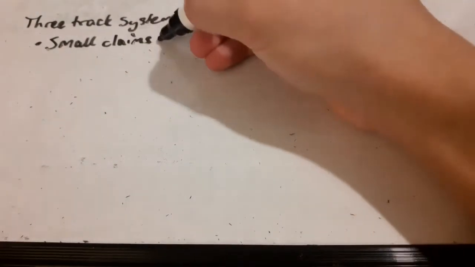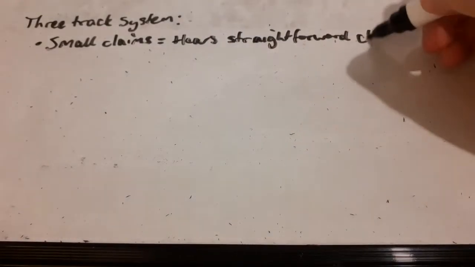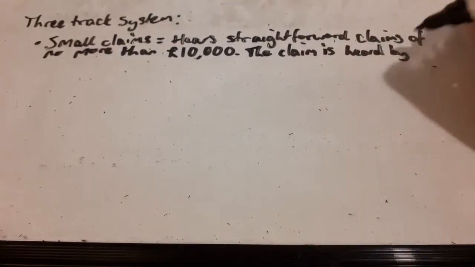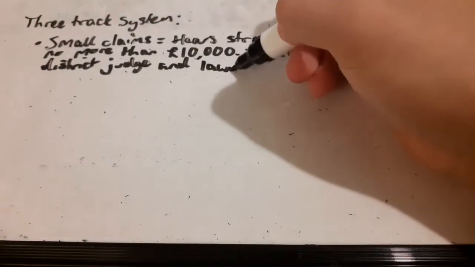The last thing I'll go over is the three-track system. The first of the tracks is the small claims track. This hears straightforward claims of no more than £10,000, or £1,000 in personal injury. The claim is heard by a district judge, and lawyers are not encouraged, to reduce cost.